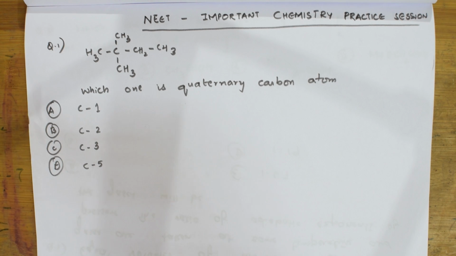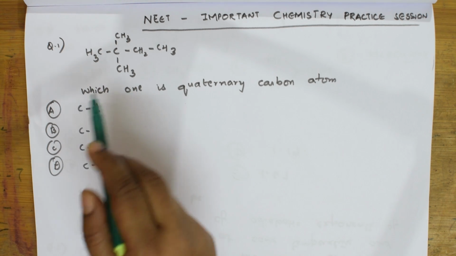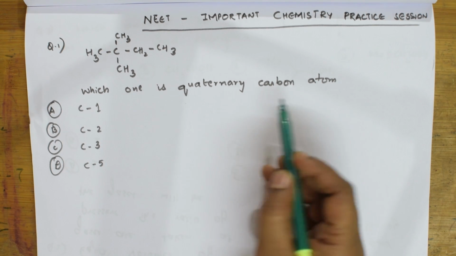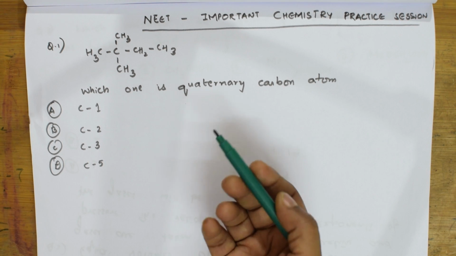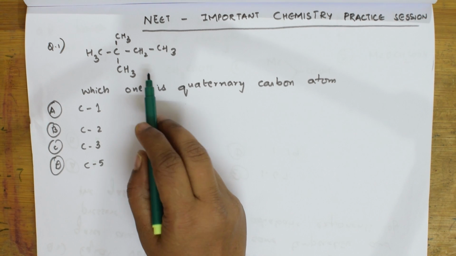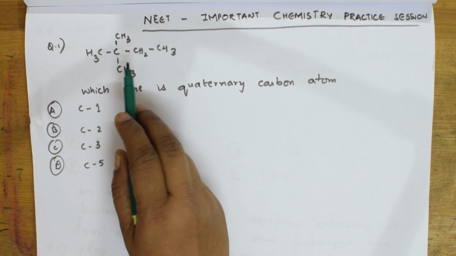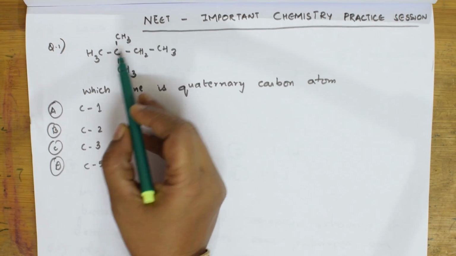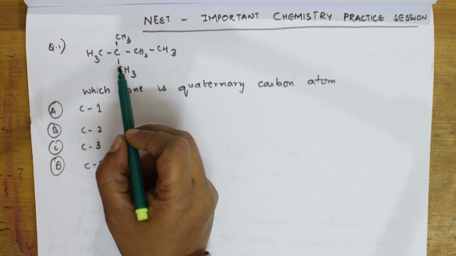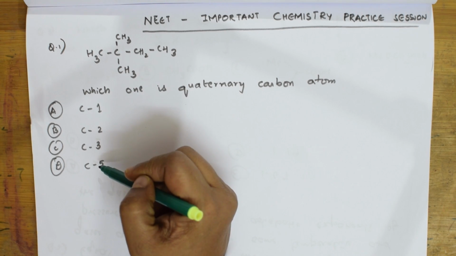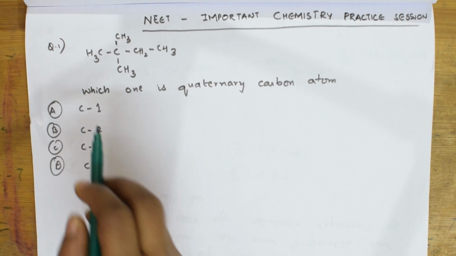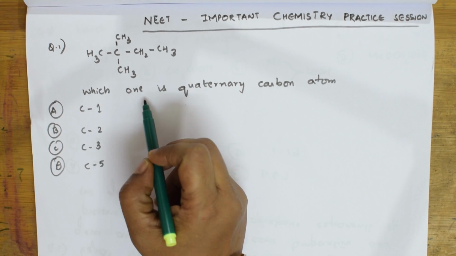Right, let's read this. What do they give us? They've given a compound here. They've asked us which one is a quaternary carbon atom, whether it is C1, C2, C3 or C5. So basically, when such a compound is given to you, first you need to give the numbers. Now confusion starts. Where to start from? Should I start from here or from here? So they've given the clue that there are 5 carbons, right? You have to remember the important thing, which carbon is quaternary.